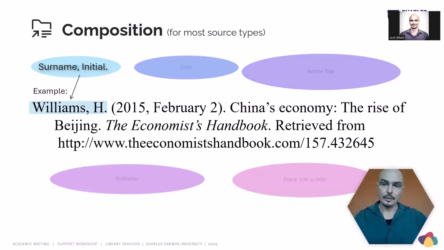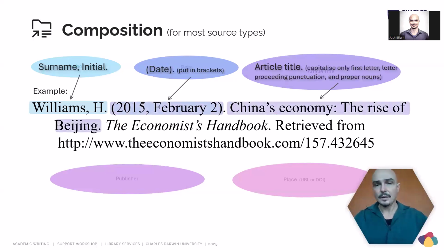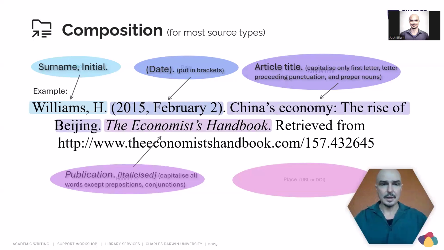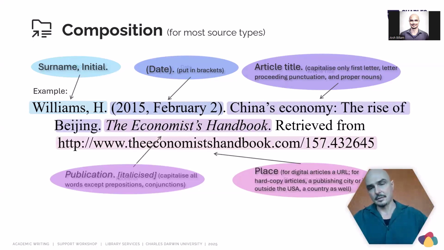So we've got the author, surname and initial, the date, the article title, the publisher or the publication in italics, and then the place that it got retrieved from. So if you're using referencing software and it produces a reference and it doesn't look like that, then you might need to go and double check it. Now, this is just a general composition for most sources. If it's a book, it's a little bit different. If it's a book, the title of the book is italics and the publisher is not. But for most soft copy digital sources these days, that's the format.